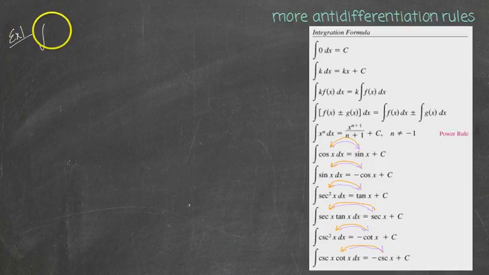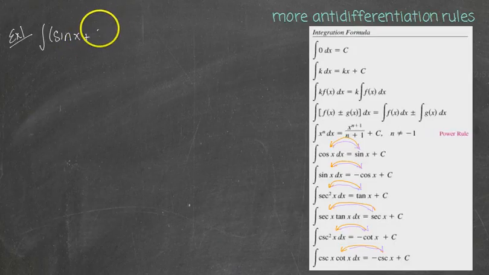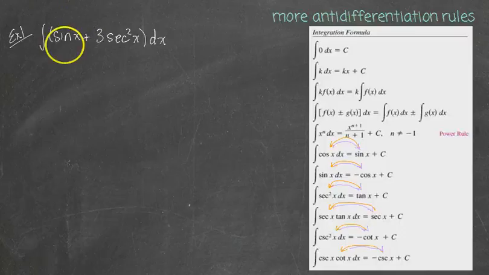Let's find the antiderivative of sine x plus 3 secant squared x. And of course dx, because we're taking the antiderivative with respect to the variable x. So let's first break this apart. So we're going to use the rule that I call the polynomial rule, but it could be the parts rule. I'm sure there's some technical name for it. I just don't know it.